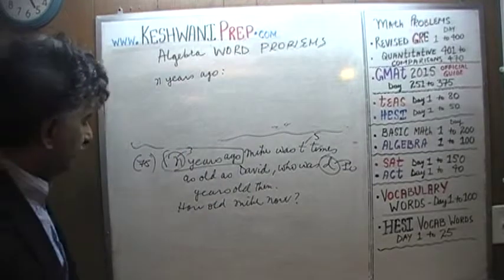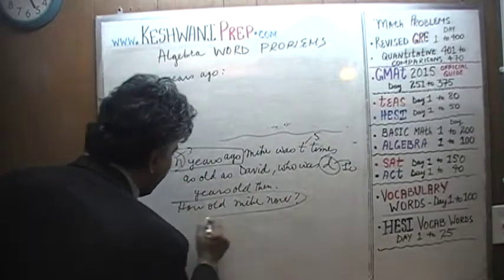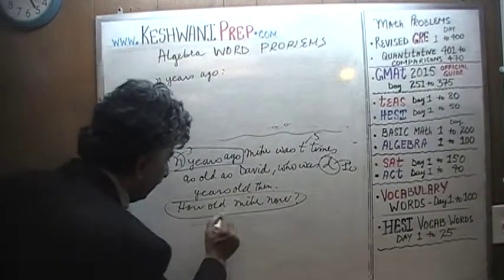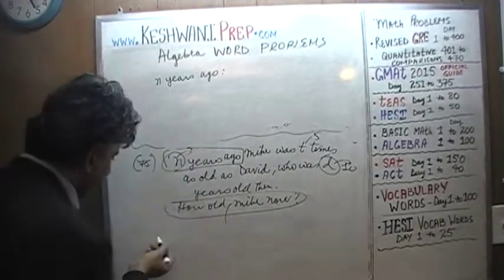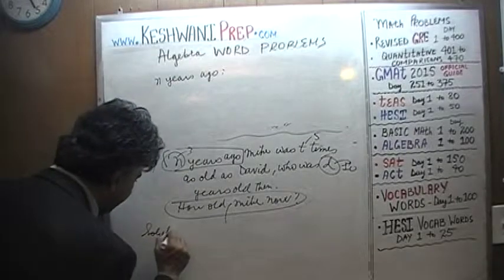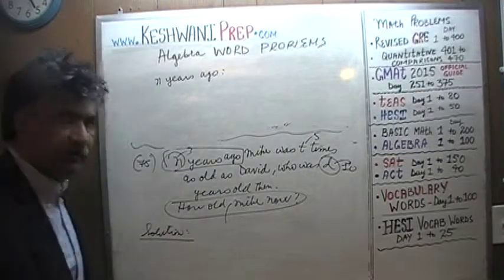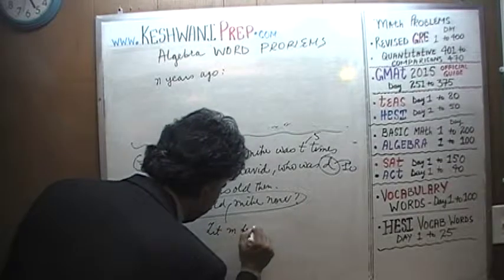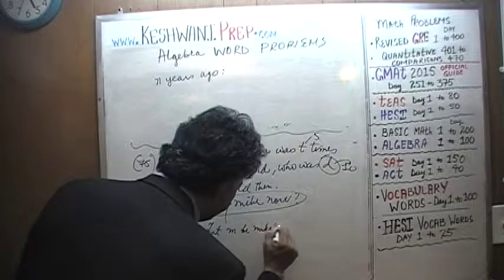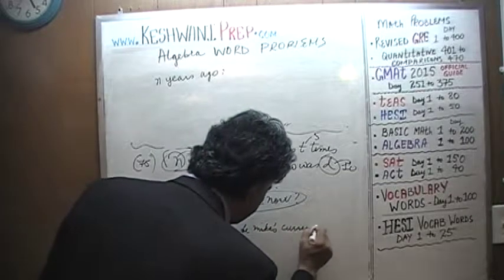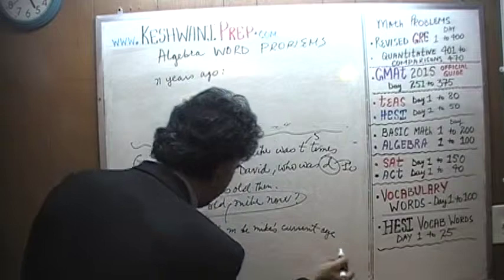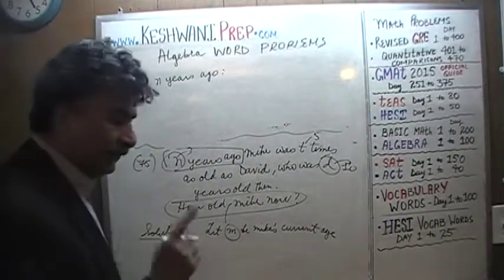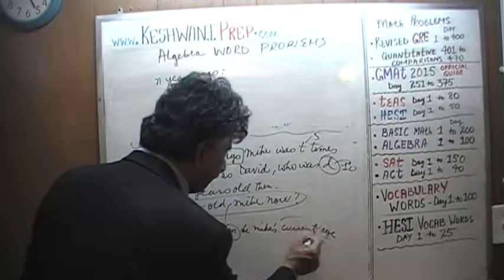And what is our unknown? The unknown is, how old is our Mike now? We need to define this thing with a variable. So the solution begins here. The very first thing we have to do is to define the variable. Let M be Mike's current age. It's always a good idea to actually write it out, so we know what M represents. We're going to use letter M to represent Mike's age today, current age.